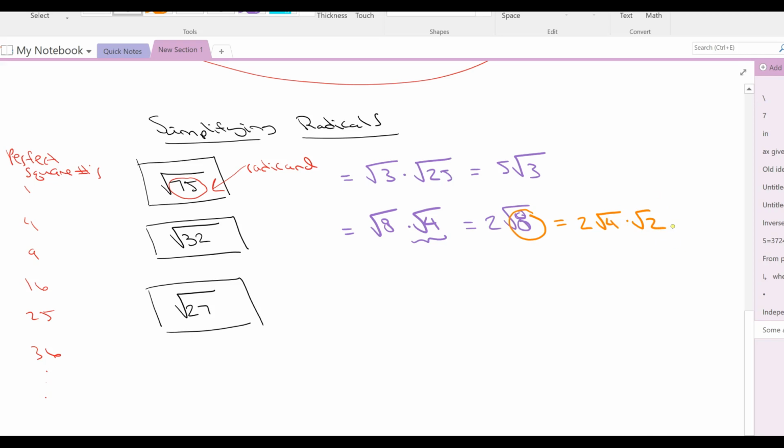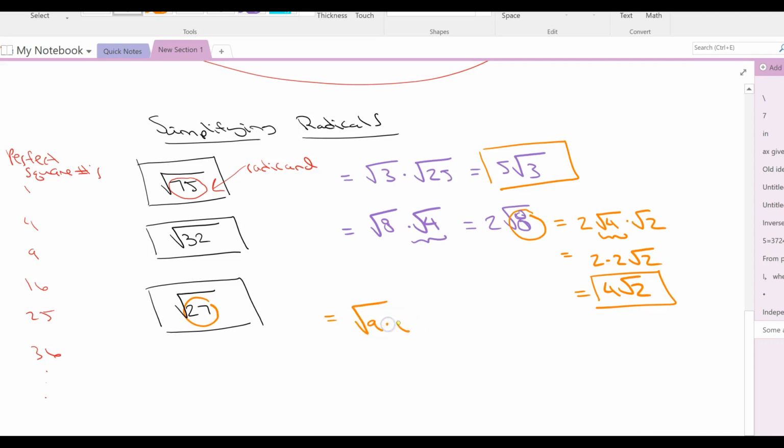2 times root 4 times root 2. And then root 4 here is 2. At the end of the day, we get 4 root 2. And this would be the simplest radical expression, okay? So it helps to ask yourself, is the radicand divisible by a perfect square number? And if so, what is the largest perfect square number? All right, so square root of 27 would just become 3 root 3.